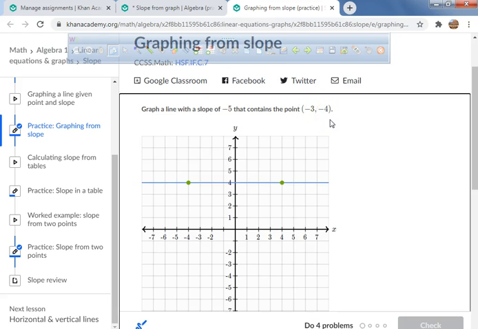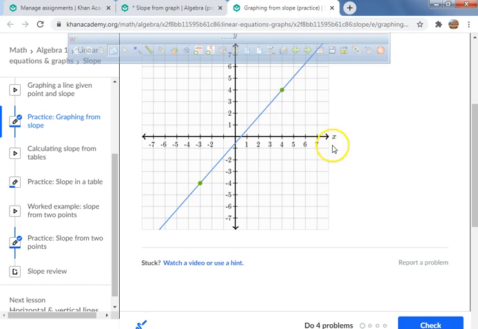-3, -4. So the first thing I do is I find my point, -3, -4. Would you guys agree that this is at -3, -4 right there? Now I got to do a slope of what? -5. Now what does -5 mean? It means it goes down 5 and over 1. Well, guess what? Can I go down 5 and over 1? No. But what can I do? I can go up 5 and over 1 to the left.